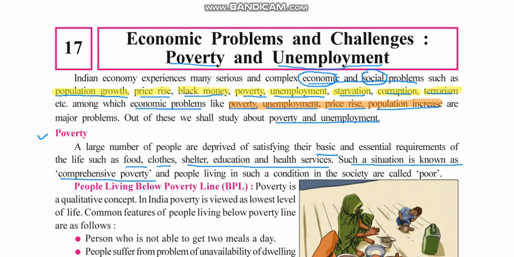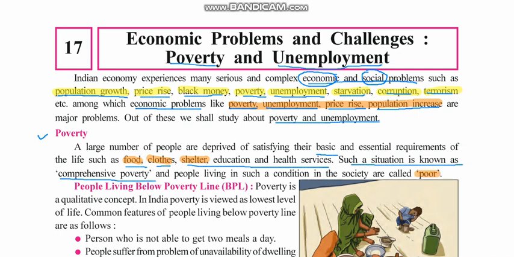What are the basic needs? Food, clothing, and shelter are the basic needs. Food to eat, clothes to wear, and a house or shelter to stay in. So if you are unable to get these basic needs, then you are termed as poor, or in comprehensive poverty. Those people living in such conditions are termed as poor.